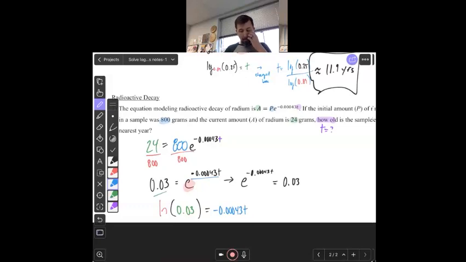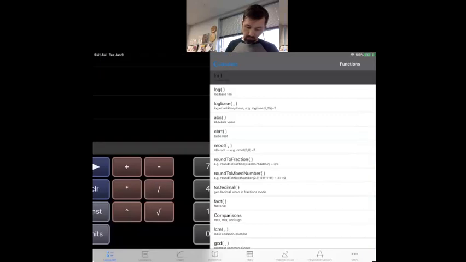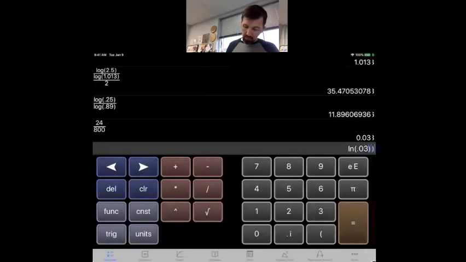So I can see the t is almost by itself. I just need to finish this up by dividing by negative 0.00043. So really watch all those zeros, that negative. I can't tell you how many times I've seen people just drop that negative off and it makes everything go weird. So I really just want to type this into the calculator just like it says: the natural log of 0.03 divided by negative 0.00043.